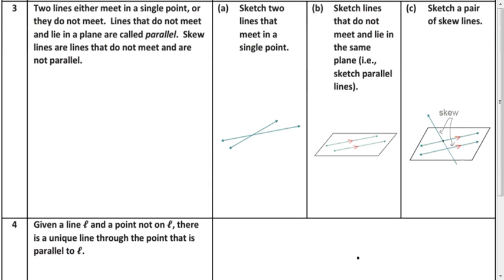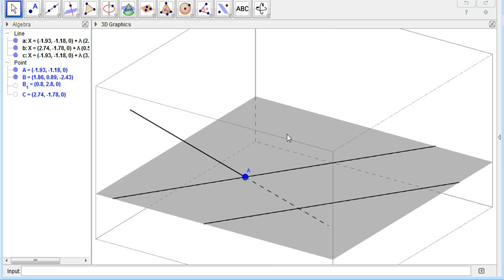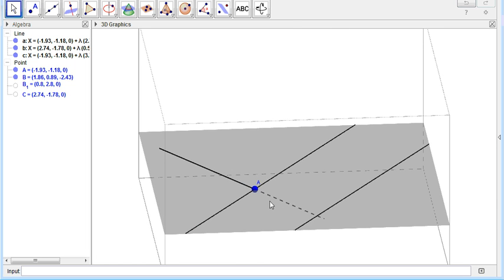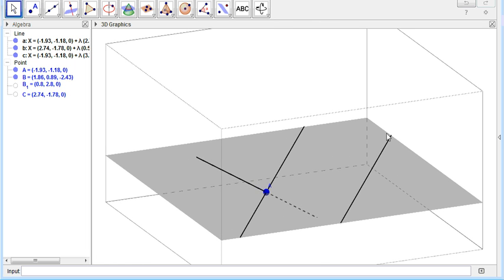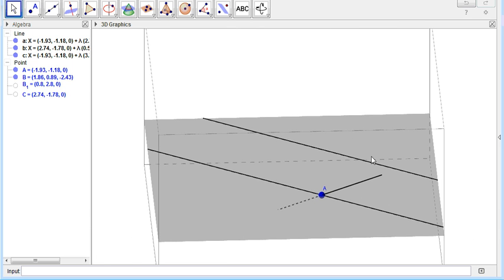If we want to look at that in 3 dimensions, here we go. So this line that's puncturing the plane, passing through A, it doesn't intersect this other line that we have here, but it also doesn't look like it's parallel. So that's what we call a pair of skew lines.